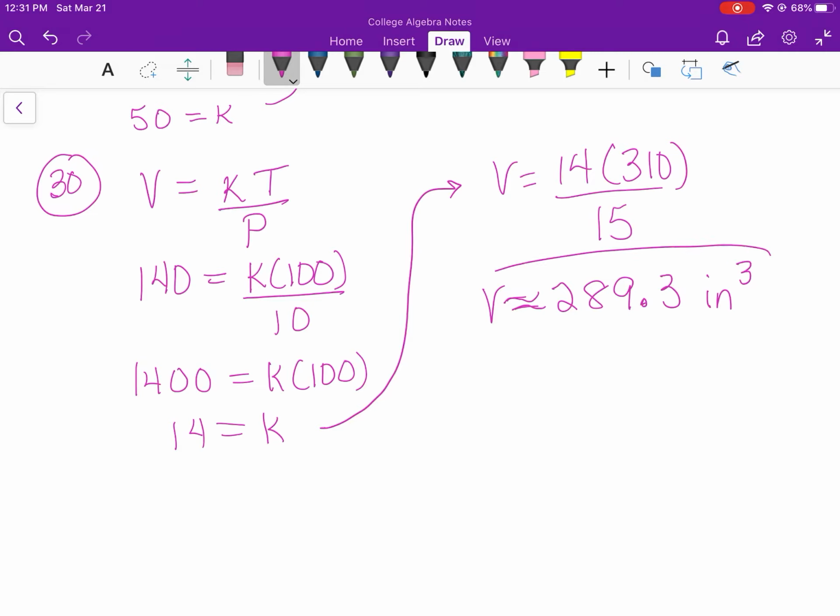inches cubed. All right, that wraps up your test review.